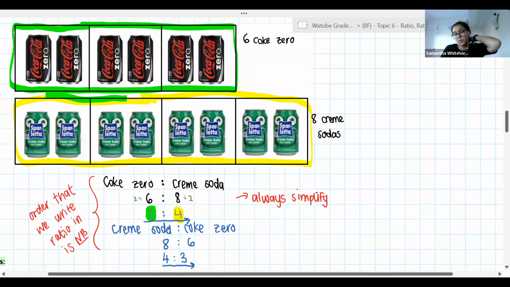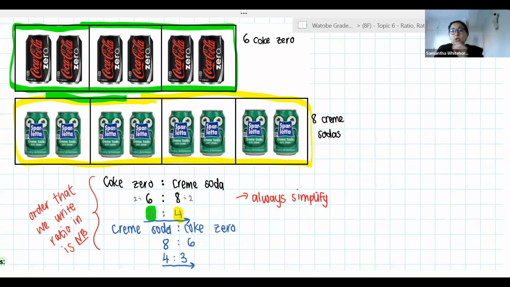So in a question, when it tells you in words, write the ratio of this to this, make sure it is in that order. Unfortunately, guys, if you don't put it in the order we have asked you for it, you're going to get it wrong. Okay.